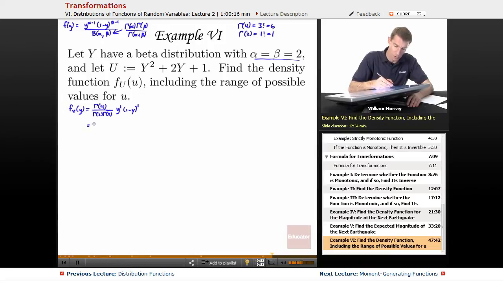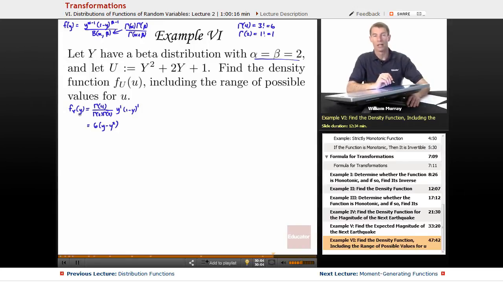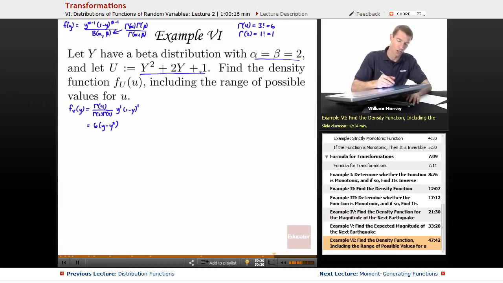So those denominators cancel. We get 6 times y times 1 minus y. So 6 times y minus y squared. That's my f sub y of y. And actually, let me now solve for, I've got u as a function of y. I think I need to solve for my inverse function there. So u is h of y, which is y squared plus 2y plus 1.